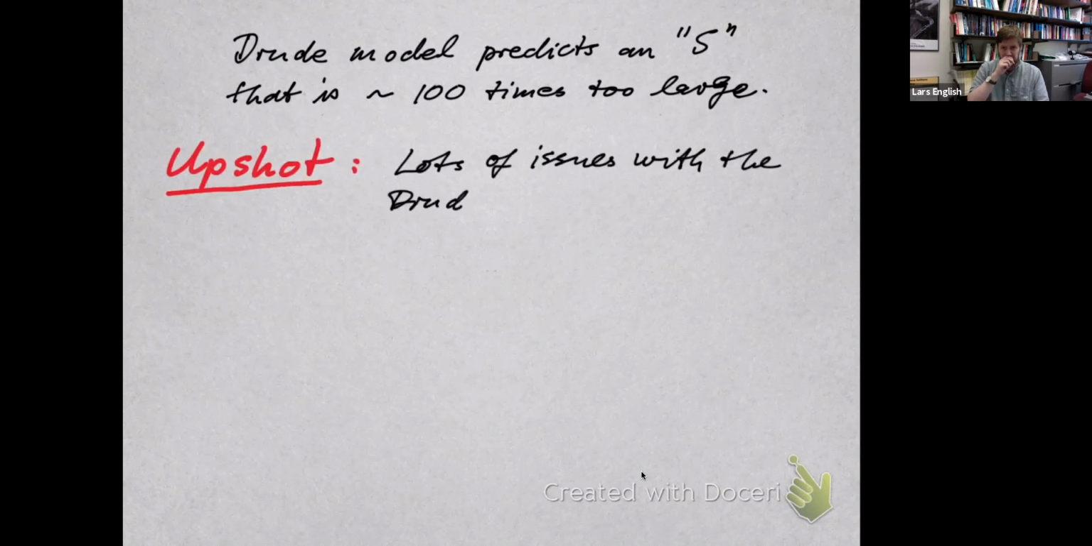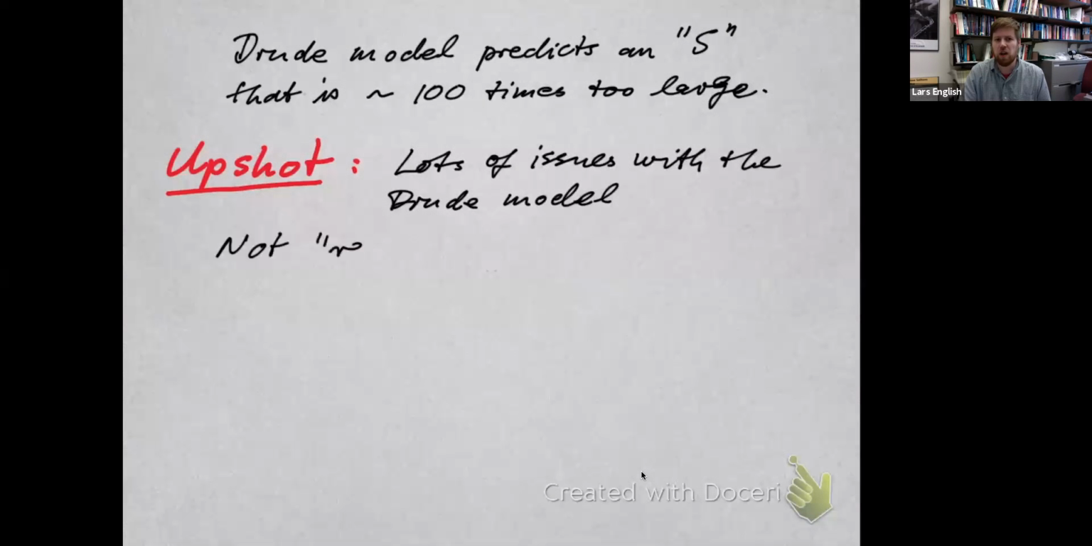So the upshot is, in general, there are lots of issues with this particular way of viewing electrons in a metal. It's not an accurate reflection of reality. But then again, maybe that's too high of a bar for any model to strive for. But here we're just quite a bit off from reality.